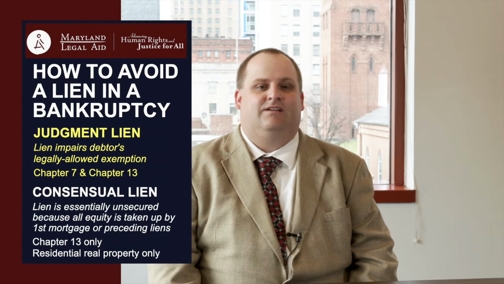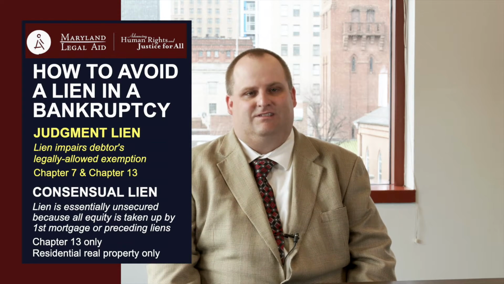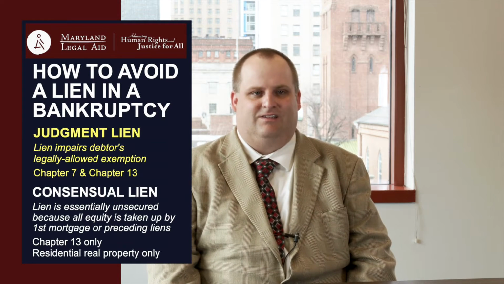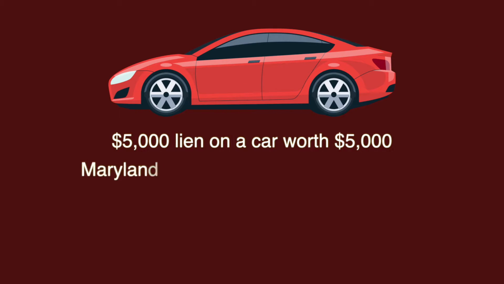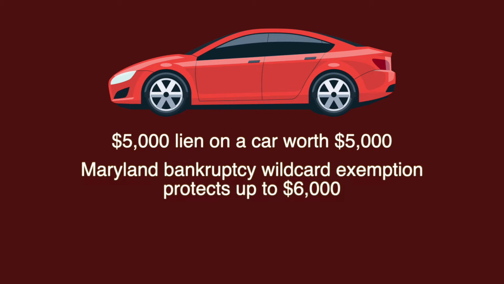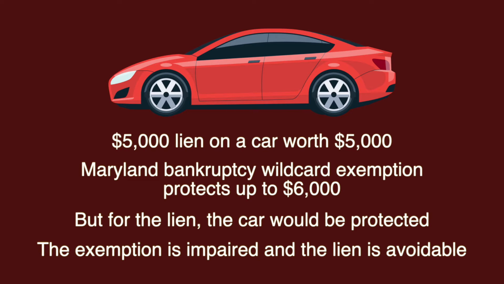There are two ways that you can avoid a lien in a bankruptcy. A judgment lien can be avoided in both a Chapter 7 or a Chapter 13 by filing a motion that says that the judgment is impairing your legally allowed exemption. Basically, what you have to show is that your legally allowed exemptions are impaired by the judgment lien itself. So basically, it's a math problem.